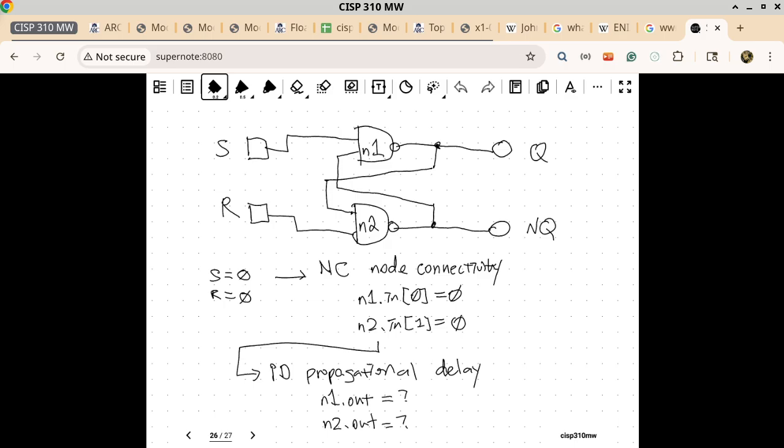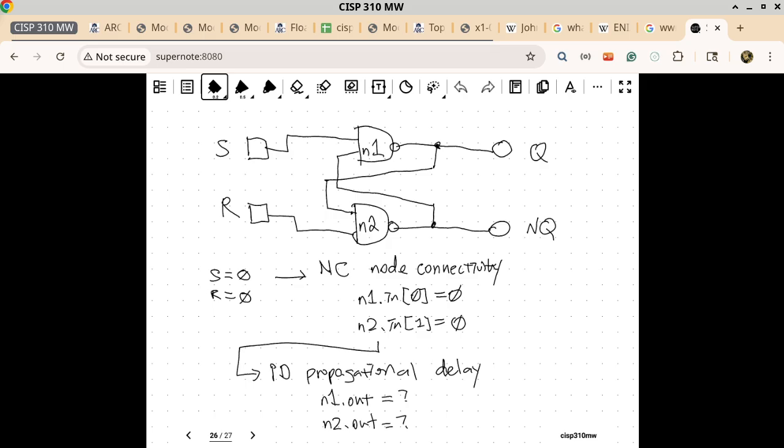Correct. But S only goes to one NAND gate, and R only goes to the other NAND gate. So from N1's perspective, you only know that one input is a 0. You still don't know what the other input is, and the same thing applies to N2. But my answer to that question is, why do you care? Exactly. Because if at least one input of a NAND gate is a 0, the output is going to be a 1. I don't care about the other input.